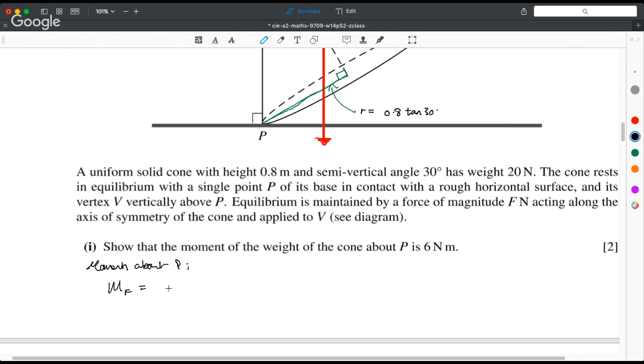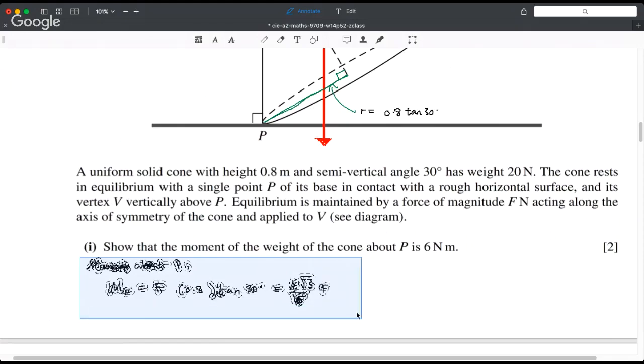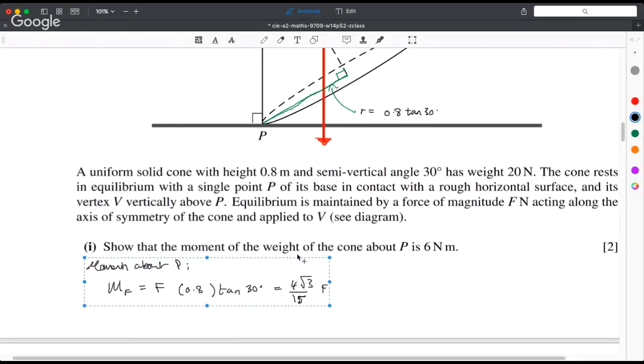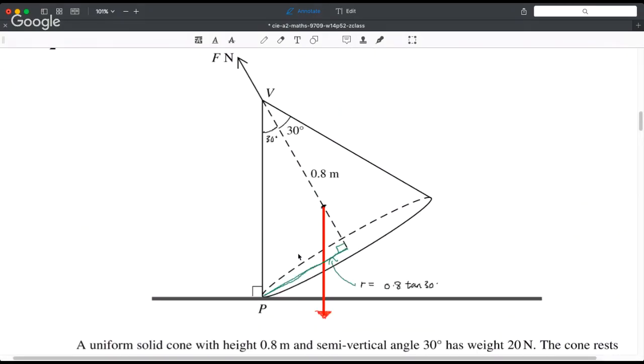So the moment by F must be F times 0.8 tan of 30, which, if you put in your calculator, is 4 square root 3 on 15 F. So I'm just setting up the problem here, which I think will all come through for this first part. So let me actually drag and drop this. I'll copy and paste up here for future reference.